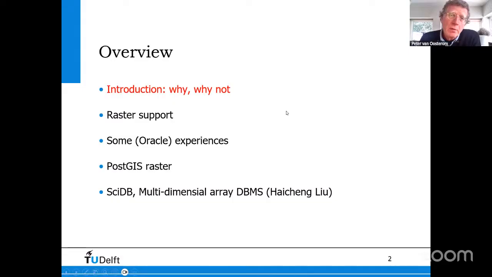As an exception, I will have a more detailed look at the Oracle spatial database and their raster support before going into how it is solved by PostgreSQL in the Postgres raster solution. And finally, I will have a look at a specific database for rasters, or in other terms, multi-dimensional arrays. So not per se only 2D, but also 3D or even higher dimensional arrays. And it used to be the master thesis of Hai-Ching Liu.